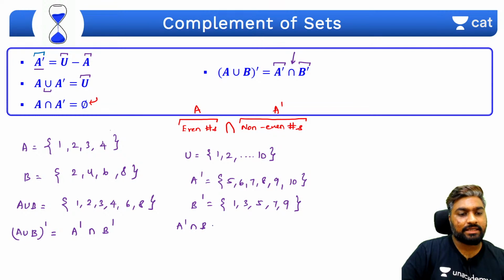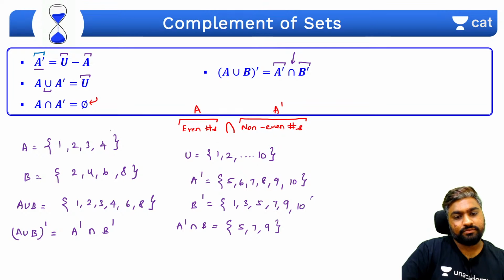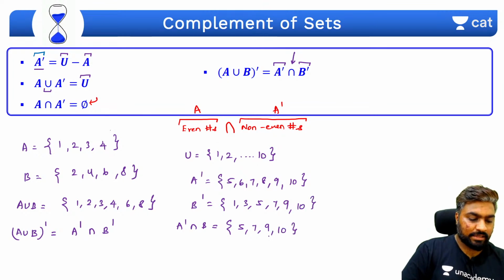And is intersection or is union? Keep this in mind, okay? So what do you have? Intersection of A dash and B dash. Is 5 common? Yes, 5 is common. Is 7 common? Yes, 7 is common. Is 9 common? 9 is common. 5, 7 and 9. Not 10. Oh yeah, 10 also, sorry. 10 also. Yes, 10. 5, 7, 9 and 10.